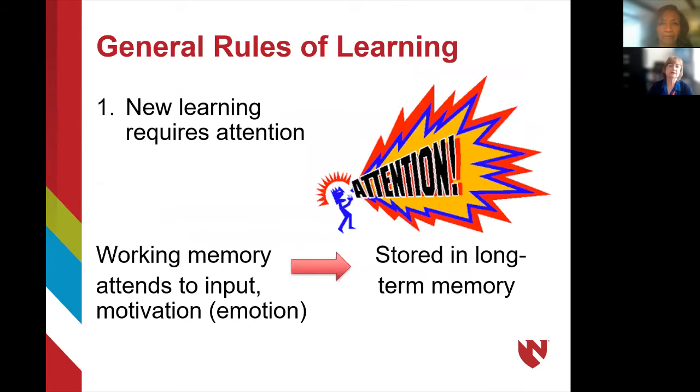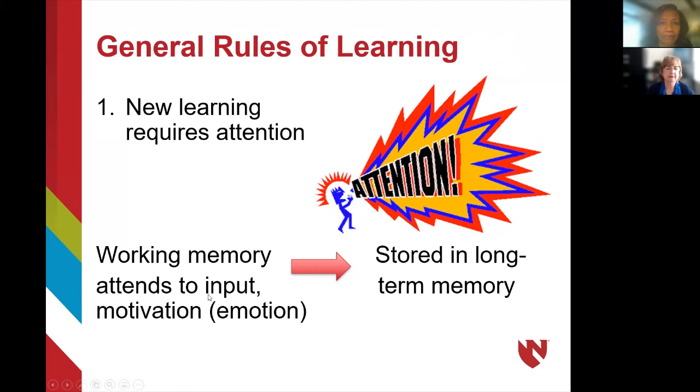So let's move on to what the Unified Learning Model calls some general rules of learning. These may be different in different resources, but it pretty much captures what's happening in working memory. So number one, new learning requires attention. We have to be motivated to pay attention so that working memory is going to allow us to manipulate or pay attention to some type of knowledge.